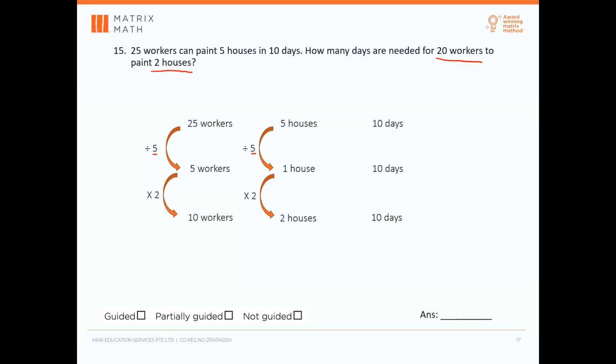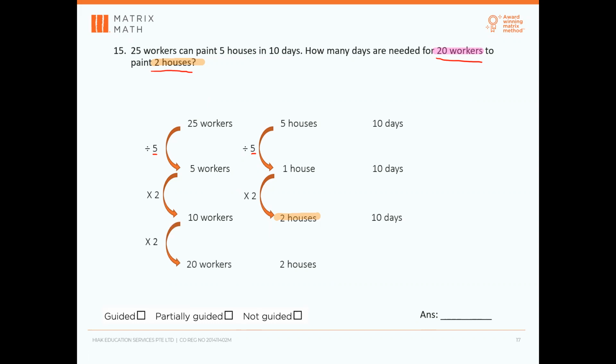Now I have 10 workers, 2 houses, 10 days. I'm working towards 2 houses, right? So I have already done that. Let's keep the number of houses the same. The other thing I need to look at is 20 workers. Keep the houses the same, 2 houses. So I know I'm changing workers and days, right? So decide on how many workers you want. You want 20 workers, so this is times 2.